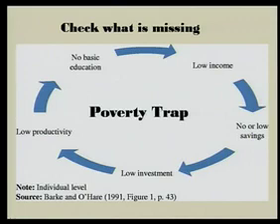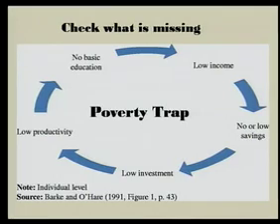Not only do your productivity levels fall, but the productivity of generations falls because you cannot spend on the education of your children. So again, low productivity leads to low income, again leading to no basic education. So it's a trap where people are continuously involved in a kind of vicious cycle. So that is the poverty trap.